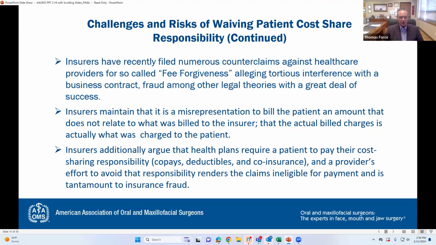So the insurers maintain that it is a misrepresentation to bill the patient an amount that does not relate to what was billed to the insurer, that the actual bill charge is actually what was charged to the patient. You'll see, we'll have some examples of that. I know that's a little confusing. Insurers additionally argue that the health plans require a patient to pay their cost share responsibility, co-pays, deductibles, and co-insurance, and a provider's effort to avoid that liability, that responsibility, renders the claim ineligible for payment and is tantamount to insurance fraud.